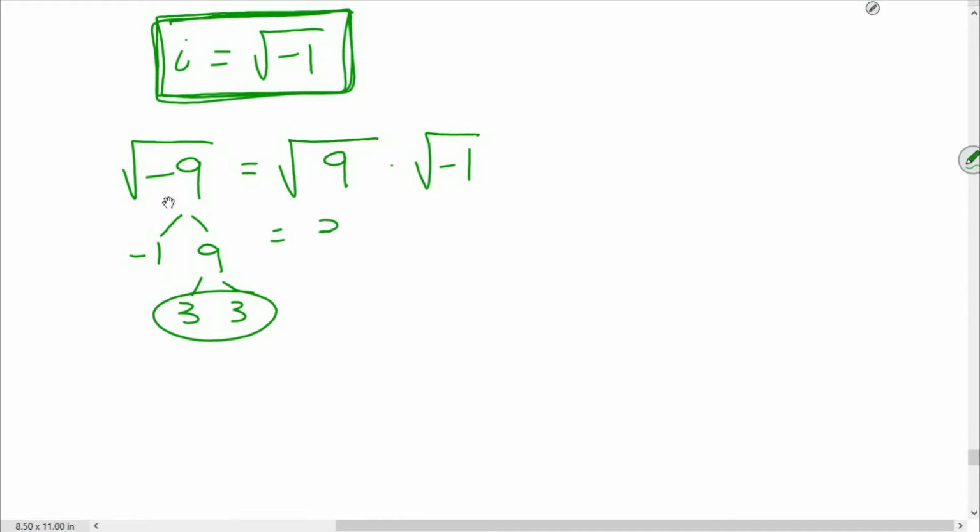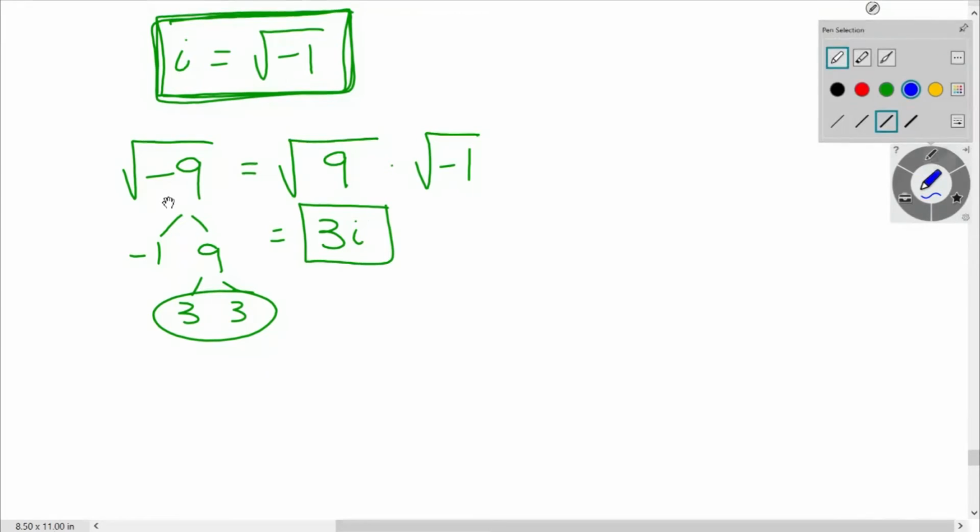So I get 3, and the square root of -1 is i. And so the number that if I squared it would be -9, that is 3i. Let me show you what that looks like, because I think that's useful right now in this discussion.